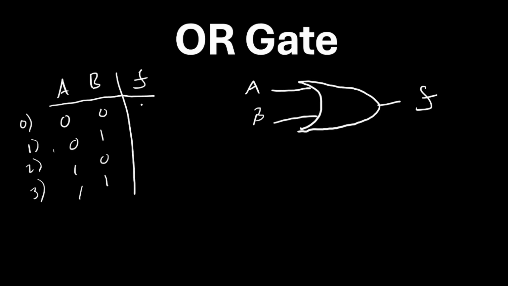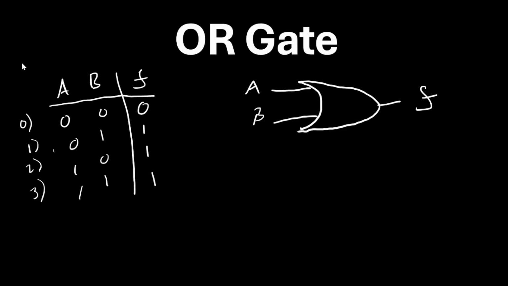All right, is A or B on? Nope. Is A or B on in row number 1? Yes, B is on. Same thing for row 2, we have A on, so automatically we know F is on. And now we have both A and B on, which means F is on again.